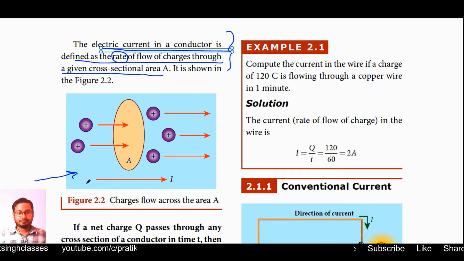Here charges are flowing. You can see we have a wire whose cross-sectional area is A, as given here, and positive charges are moving through this region in a particular time. So the amount of charge moved through this region per unit time is called electric current.